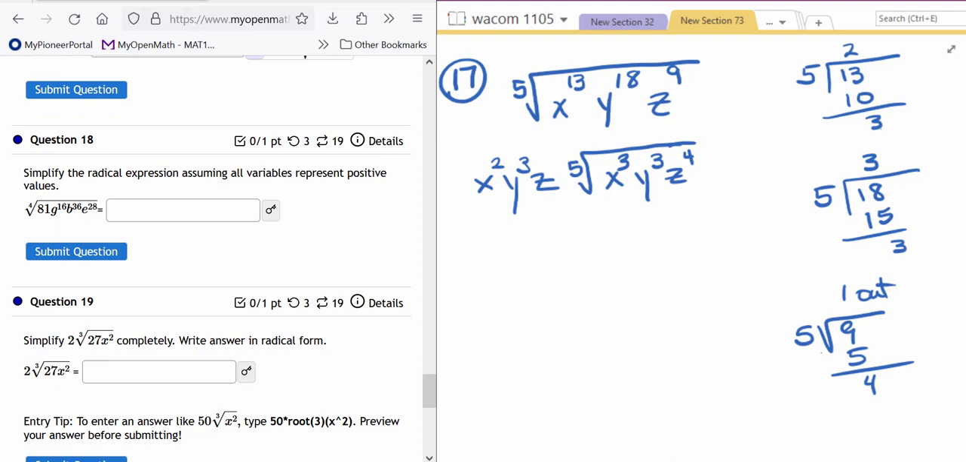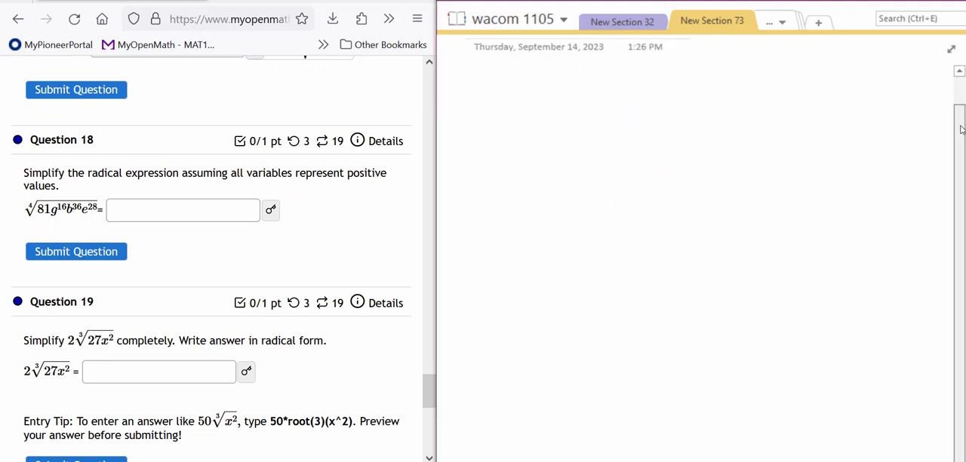Number 18 is actually one that's easier. It might worry you because it's a 4th root. It's actually 81 is a perfect 4th root. You could always test that, so we'll test that on a calculator. But for the variables also, the 4 is going to divide evenly.